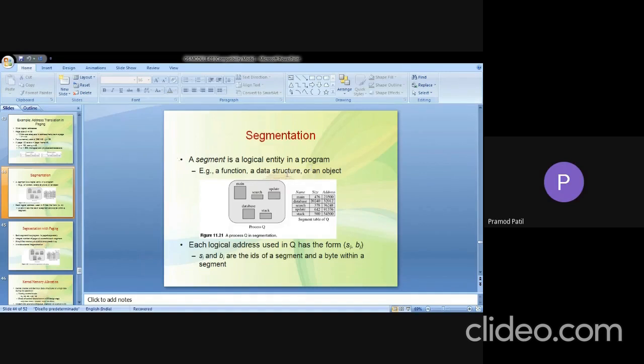So it can be a function, data structure or object. You can see main, search, update, database, queue, stack, like that. This is how segmentation is made for the memory. Each logical address used in a program has the form (si, bi), where si and bi are the IDs of the segment and the byte within the segment.